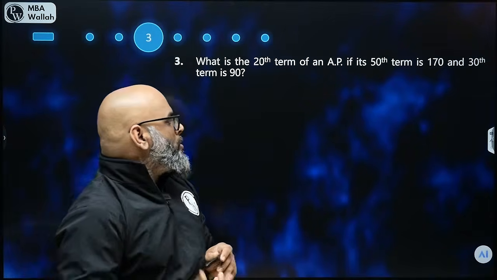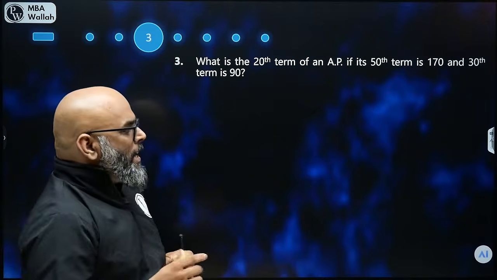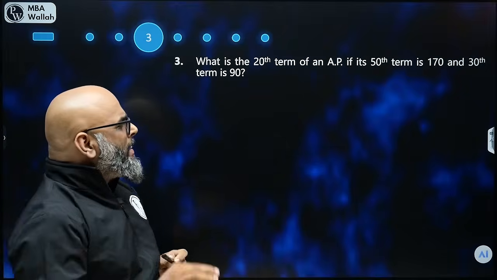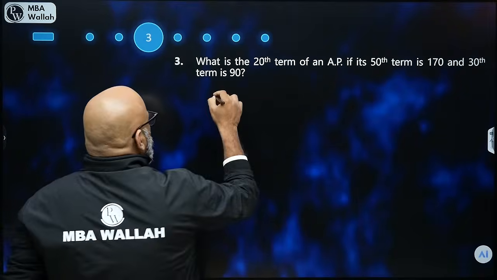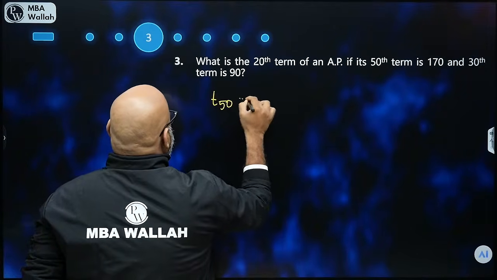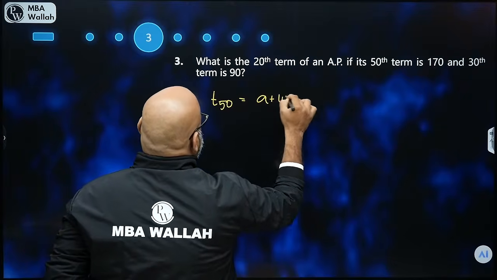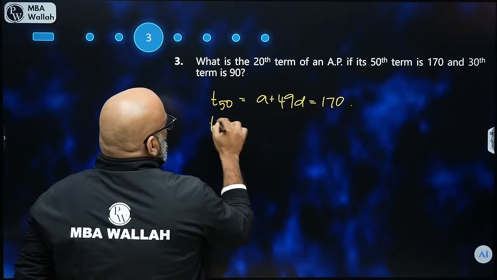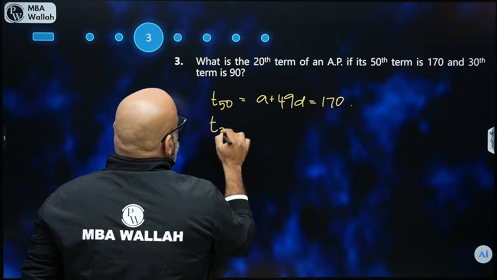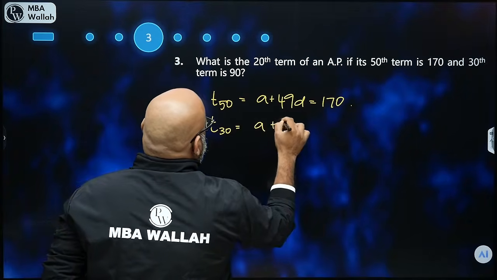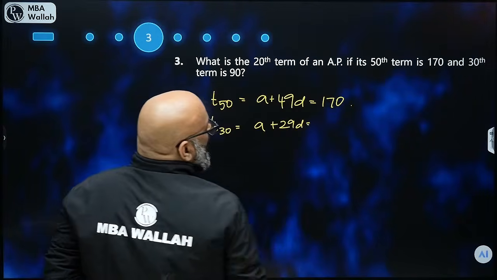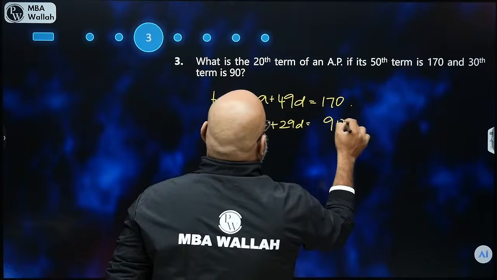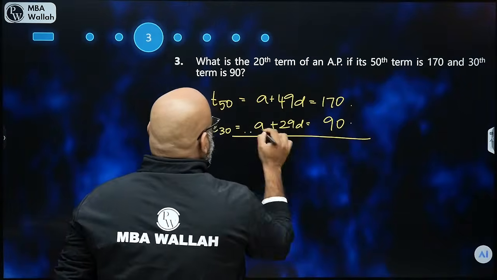Twentieth term of the AP is what? If its 50th term is 170 and 30th term is 90. 50th term is 170. T50 will be written as A plus 49D, that is 170. 30th term is 90. T30 is A plus 29D, which will be what? 90. So I'm going to simultaneously solve this.